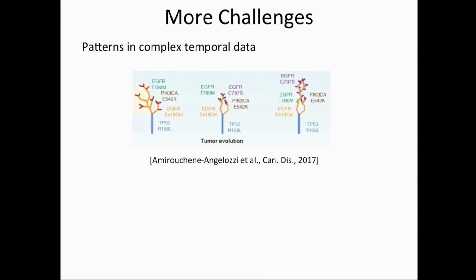Okay, two more challenges very quickly. One is in trying to identify patterns in complex temporal data. So now you can try to build the evolutionary trees for cancer at different time steps for a patient, and you can try to do it for multiple patients. And now how do you identify robust and meaningful patterns in these data sets? Well, it's not entirely clear.